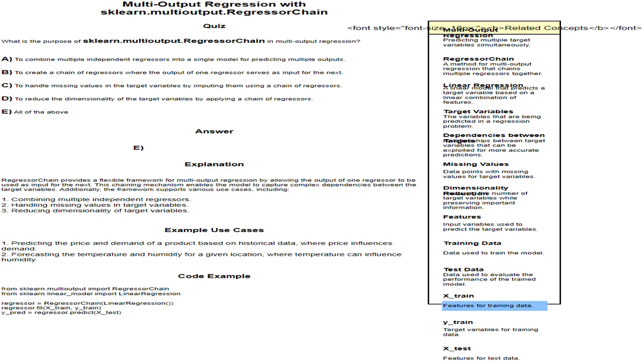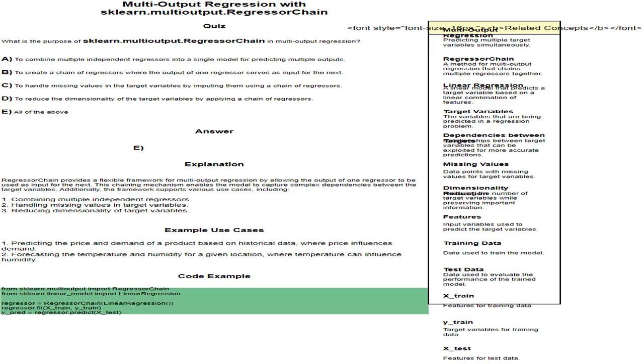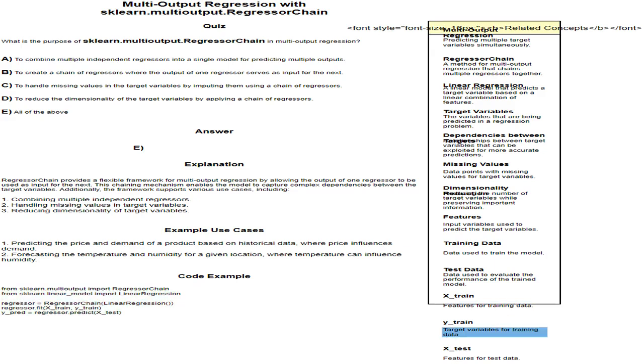Xtrain: features for training data. In a stock price prediction model, Xtrain could contain historical stock prices, economic indicators, and company financial data. Ytrain: target variables for training data. In a weather forecasting model, Ytrain could contain historical temperature, humidity, and wind speed data.